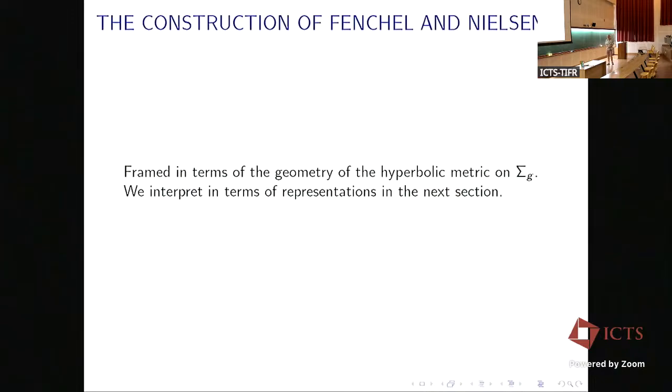Okay, so let's talk about Fenchel and Nielsen and what they were doing in the 1940s. This is framed in terms of the geometry of a hyperbolic metric on the surface. We've already seen in the previous talk sigma g, we talked about hyperbolic metrics, and remember we're thinking about Teichmüller space, which is the space of hyperbolic metrics on a marked surface.